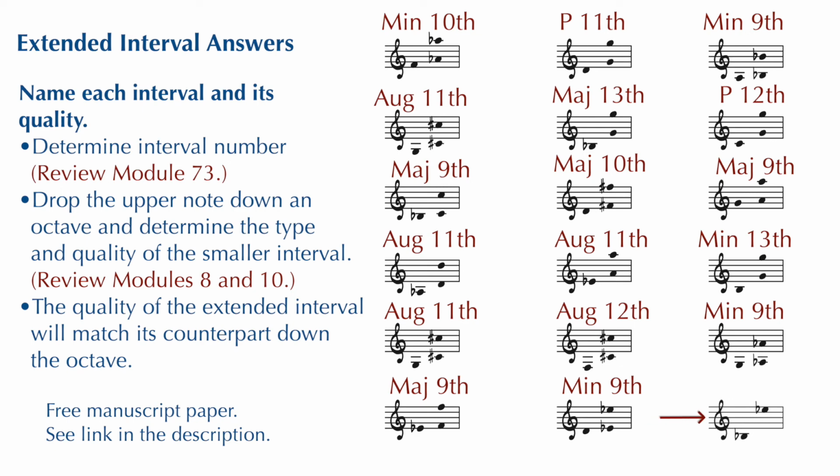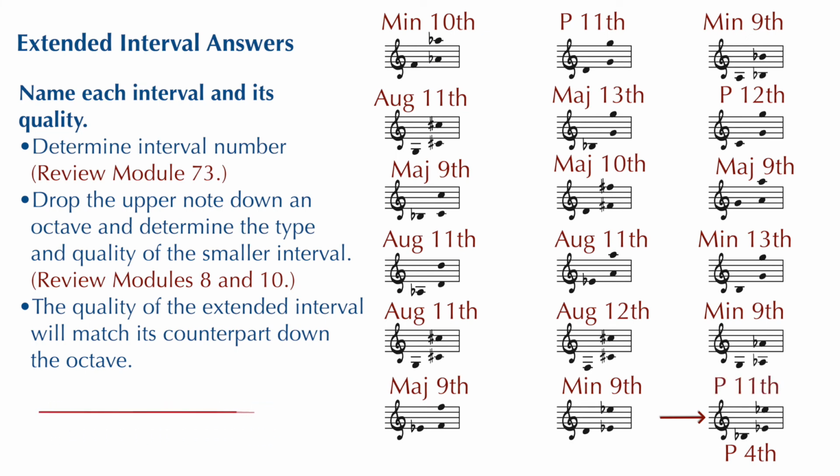And finally, number 18, low B flat to fourth space E flat. This is going to be some sort of 11th. We take the E flat, lower it an octave, and we have a perfect fourth. So the extended interval is a perfect 11th.